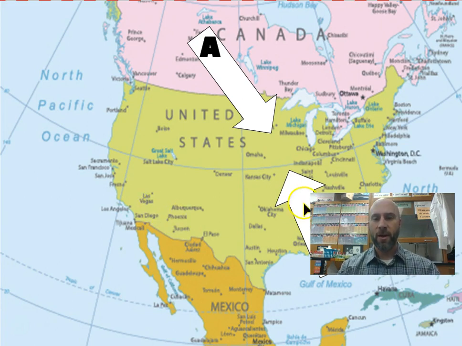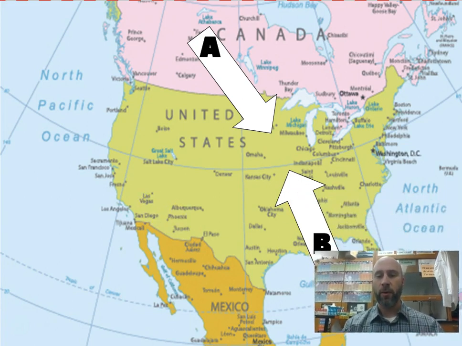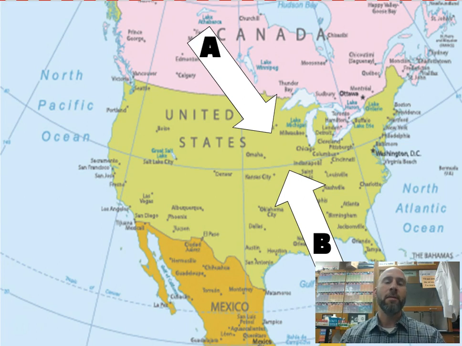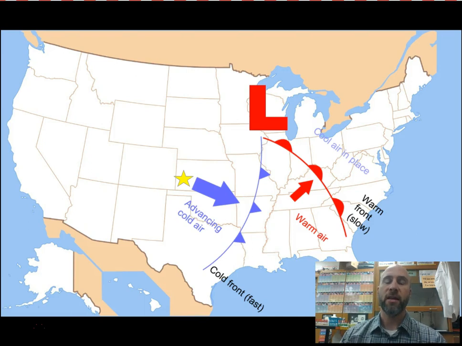Look at this map here, and tell me the name of the air mass for A, and the name of the air mass at B. We just talked about this, so this should be a layup. A, of course, is the continental polar air mass, and B is the maritime tropical air mass. And that's going to influence our weather.